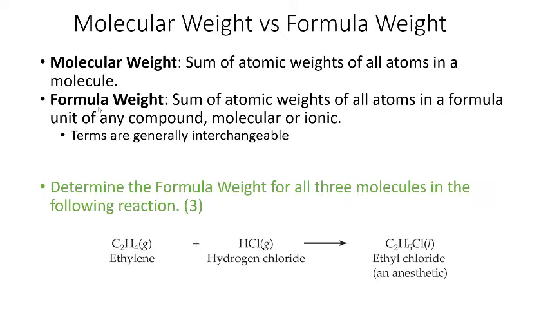Okay, so the difference between these two terms here is that molecular weight technically only talks about molecules. So those are individual molecules held together by covalent bonds. Whereas formula weight is talking about the atomic weight of either a covalently bound molecule or an ionic compound.